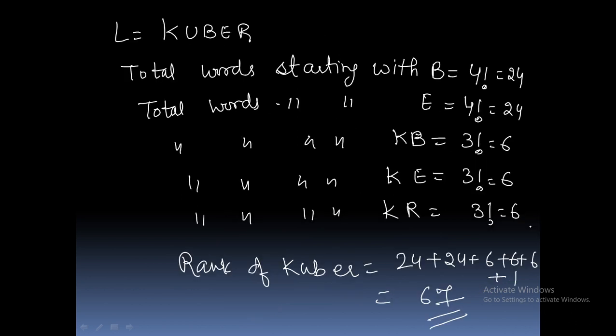Now the next example I am taking here. We are given the word Kuber, and if the letters of the word Kuber are written in all possible orders and arranged as in the dictionary, then what will be the rank of the word Kuber? Total words starting with B are 4 factorial, that is 24, and with E, 4 factorial, 24. When we start with KB, 3 factorial is 6, KE 3 factorial, KR 3 factorial, and we add all these values. This is the rank of Kuber.